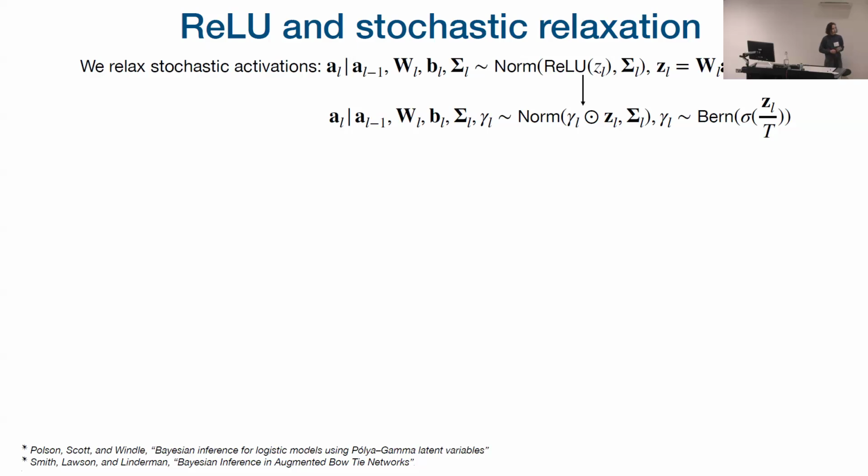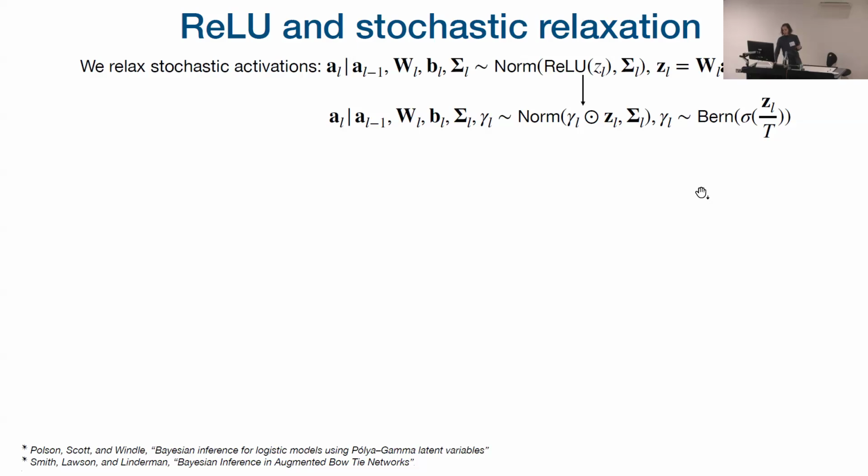So consider stochastic activations, normal, with scale being sigma and mean being the rectified linear unit function applied to the linear combination of units of the previous layer. Since ReLU is not ideal for performing approximate Bayesian inference and could lead to some challenges, we replace ReLU of Z with the element-wise product of Z with a Bernoulli random variable. Under the Bernoulli, I have sigma, which is just the sigmoid function, and T is a fixed temperature parameter.